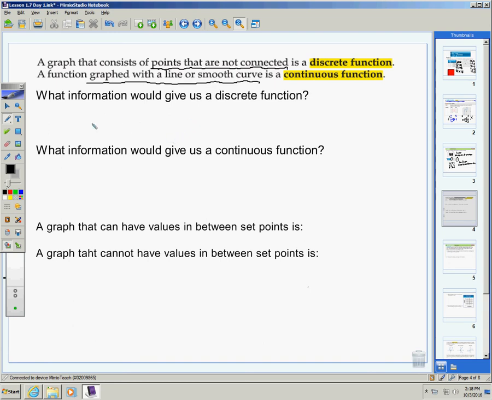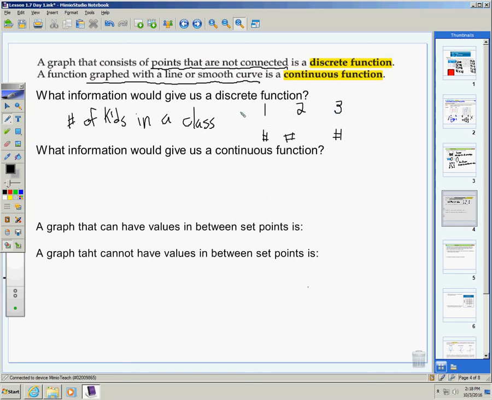This would be something that cannot have values in between. So we could think of something like the number of kids in a class. If I was counting the number of kids in a class, I would have first period, second period, third period, and I would have my number of kids. But I couldn't have second and a half period or 1 3/4 period. I only have my set periods.